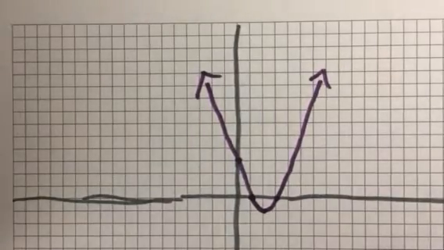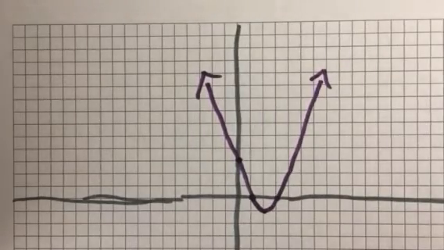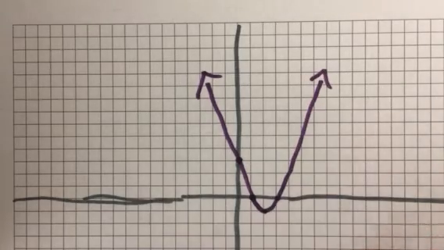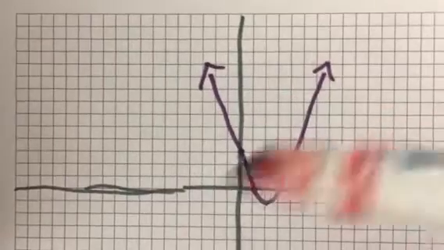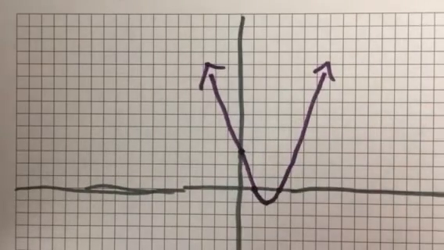Alright, so with this video we're going to talk about how to find key points of a quadratic. We're going to look at how we find those points using a graph, like what you see here, and how you find those points using an equation. Using a graph should be the easy part, but first let's figure out what the key points are that we need to know for a quadratic.